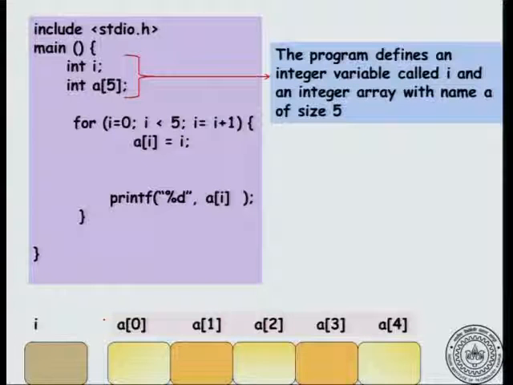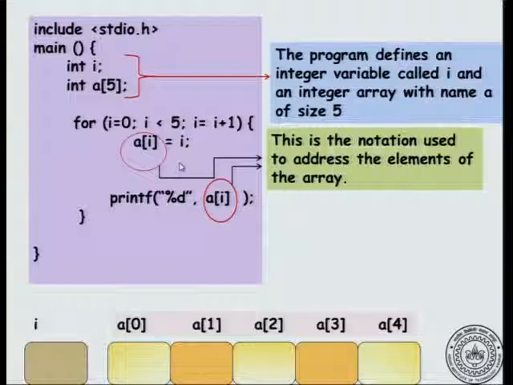So the for loop starts from i equal to 0 and goes from i equal to 0 to 5, filling in the elements by using the statement a[i] = i. Okay, so let's see what that is supposed to do. So this is the notation. a[i] is the notation used to address the elements of the array.